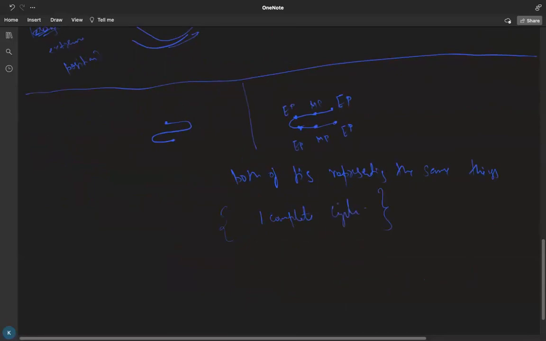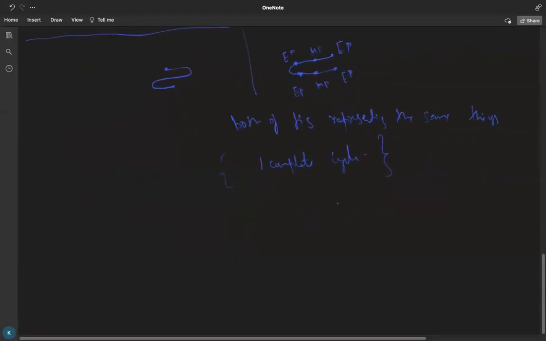Now I'm going to write some of the equations here. So it will be the equations of angular simple harmonic motion.